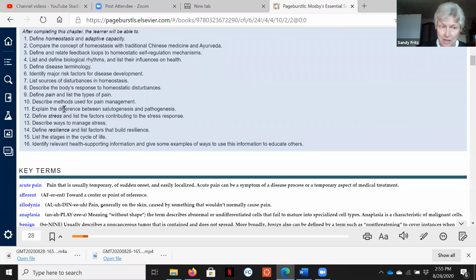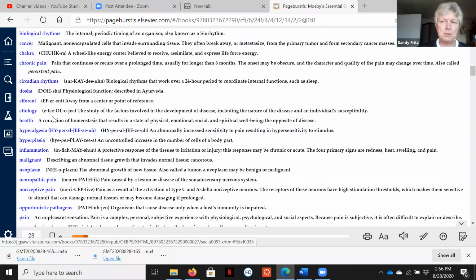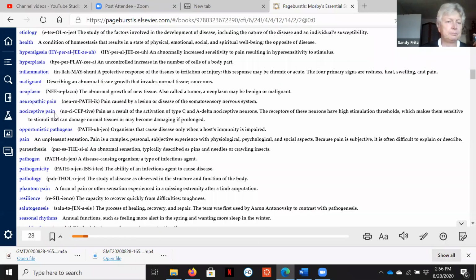Here are all your chapter objectives. Here are your key terms. Remember, we went over this in more depth as we looked at chapter one. You need to look at these terms, you need to pronounce these terms, and get used to using this language.